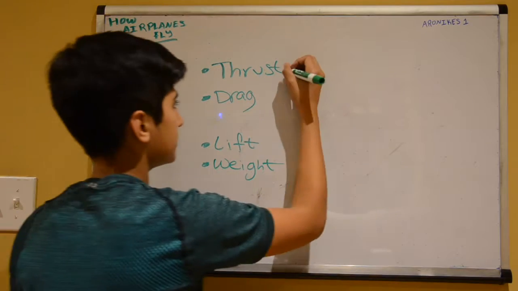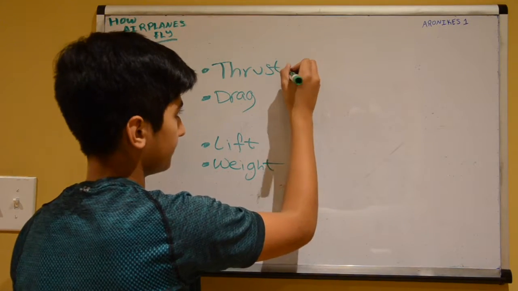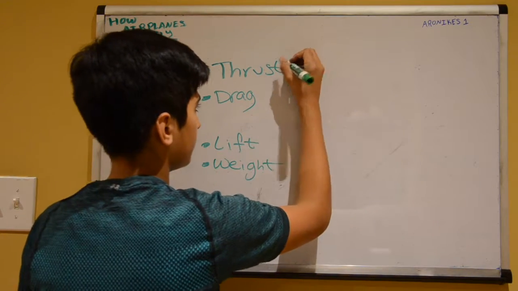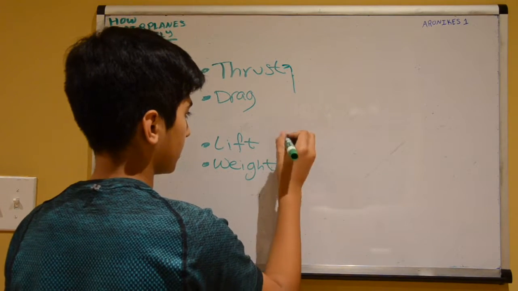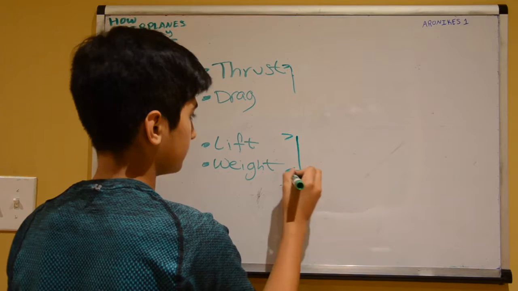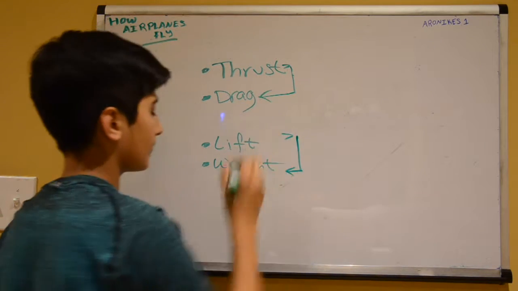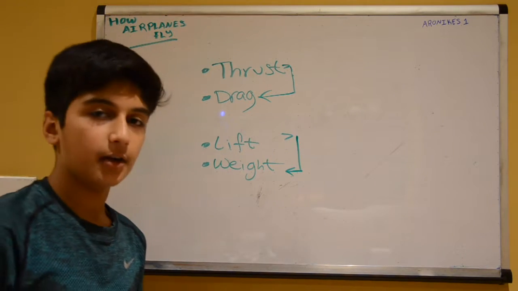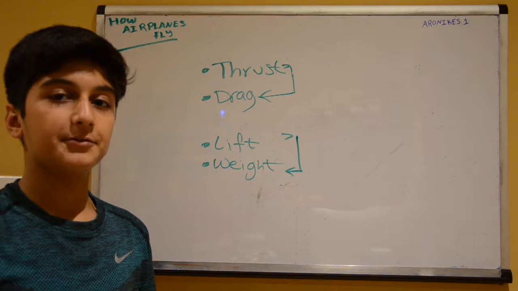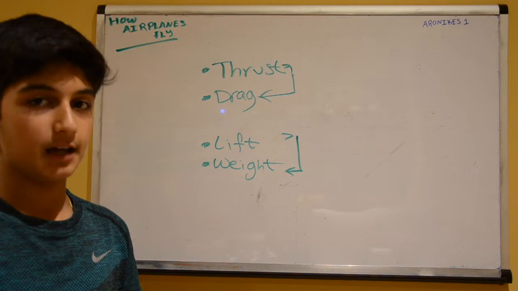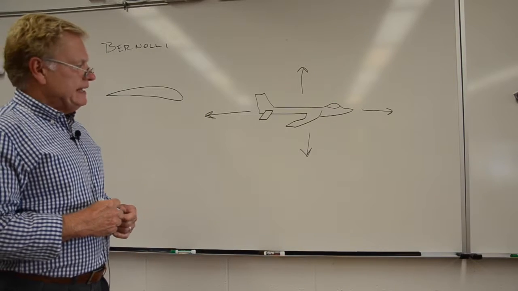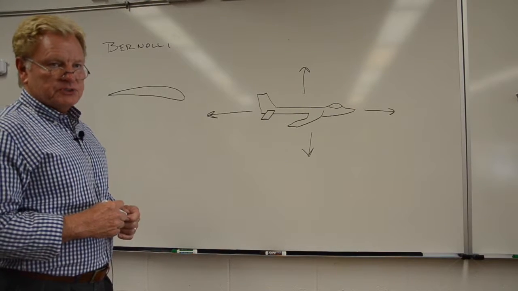Now, thrust must overcome drag, so this line here, with thrust being greater than it, and now lift must overcome weight. Now to understand how this actually happens, we're going to have to go to my school and visit our science teacher and an airplane enthusiast, Dr. Dennis. So today, Aaron had asked me to talk about the principles of flight.